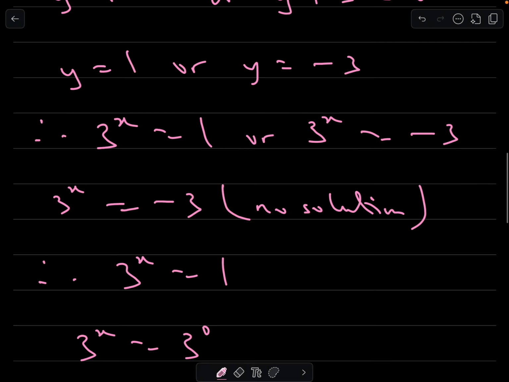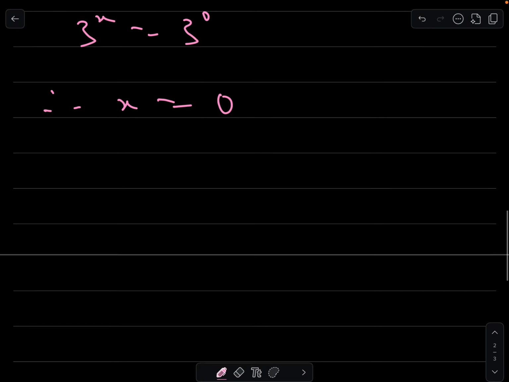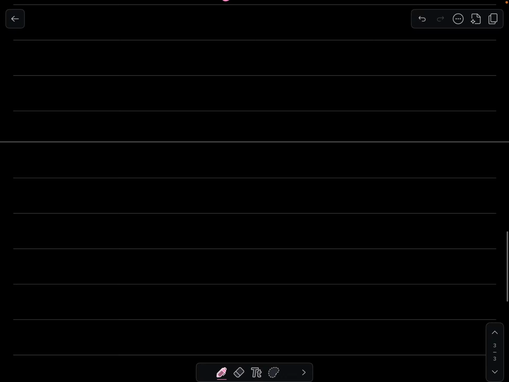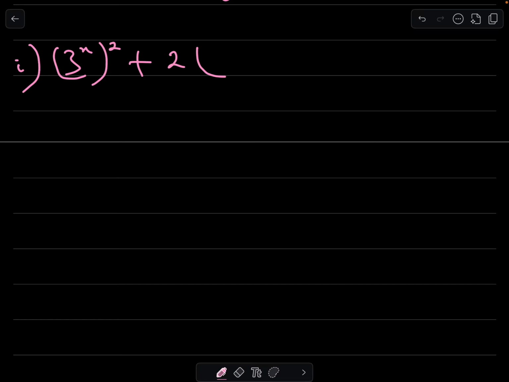Now let's go to the correction. Figure 1. Solve the equation 3 raised to power x raised to power 2 plus 2 times 3 raised to power x minus 3 equals 0. First of all, we say let y be equal to 3 raised to power x.